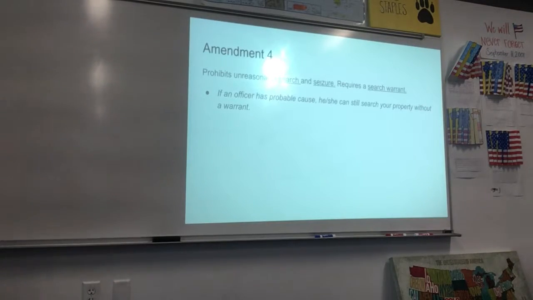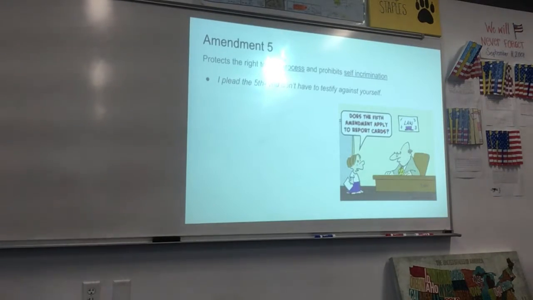If an officer has probable cause, they can search your property without a search warrant. But if there's nothing going on that they can hear, see, smell, whatever, then they cannot just walk up to your home and look through your stuff. If they do, that piece of evidence could be thrown out in court. We good?